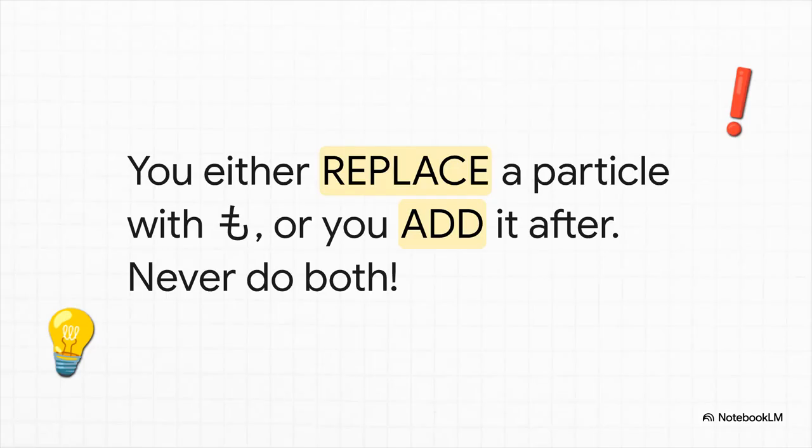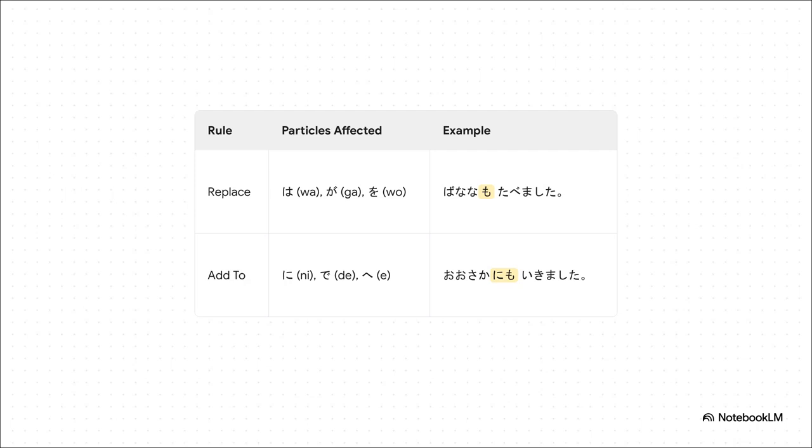Okay, this is probably the most important thing to remember from this whole explainer. It's the key to never getting confused. With any given particle, you either replace it with mo or you add mo after it. You never ever do both. It's always one or the other. And this little chart here, it's the perfect cheat sheet. You've got the replacement rule on top, affecting wa, ga, and wo, like in our banana mo example. And on the bottom, the addition rule for particles like ni, de, and he, which gives you things like Osaka ni mo. This is all you need to remember.